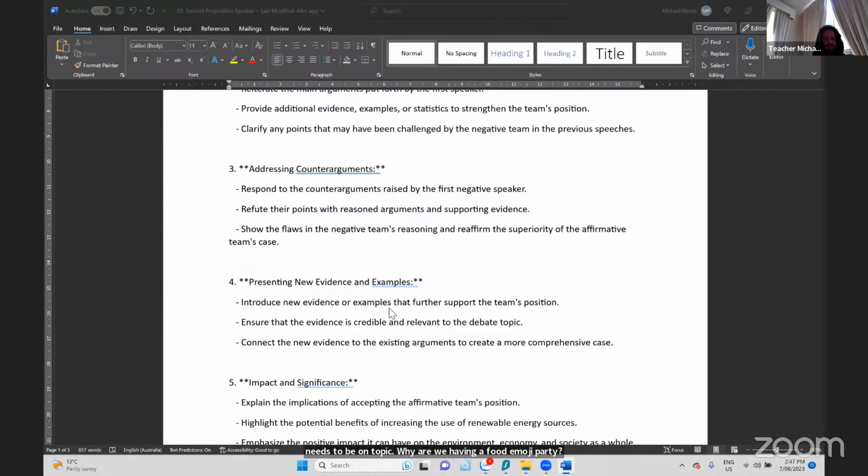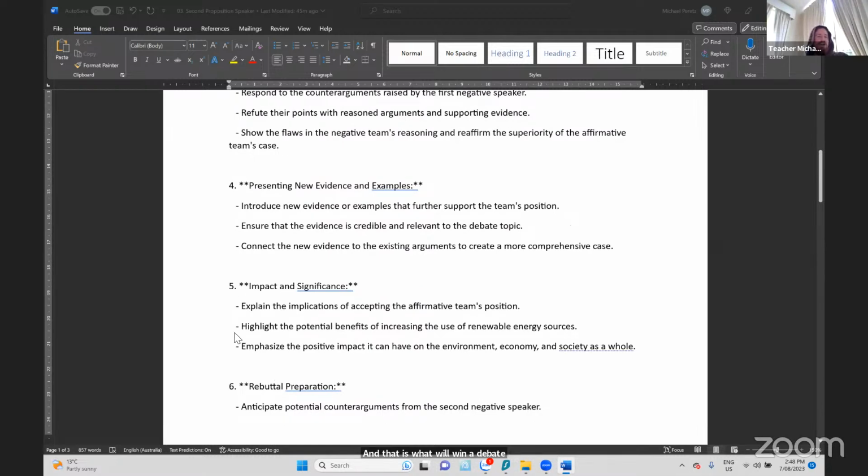Okay, so we need to connect the new evidence to the existing arguments to create a more comprehensive case. So when we were talking about before arguing as part of a team rather than just three individuals, this is what I was talking about. So if you can grab more evidence to make what the first speaker said stronger, then present more arguments to make your case even stronger, then more evidence to support those new arguments. See how you're just building a tower of strong arguments? And that is what will win a debate.